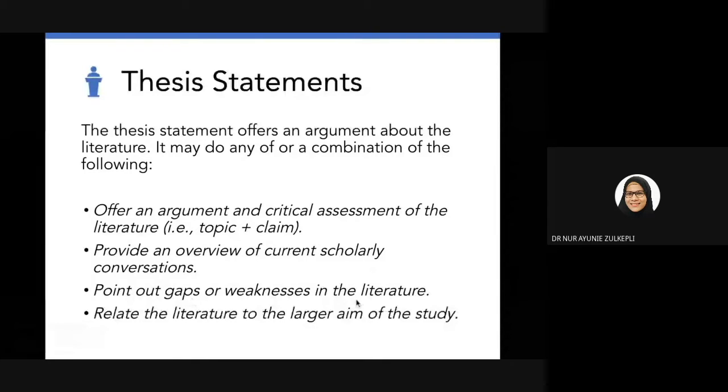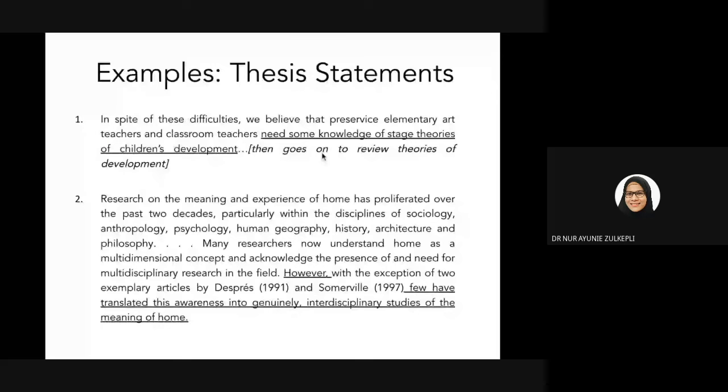So for example, maybe you will have a clearer understanding from this example. Okay, for example here: in spite of these difficulties, we believe the pre-service elementary art teachers and classroom teachers need some knowledge of stage theories of children's development. Okay, so this is the suggestion. I mean, this is the argument that the author wants to elaborate in one paragraph, for example.